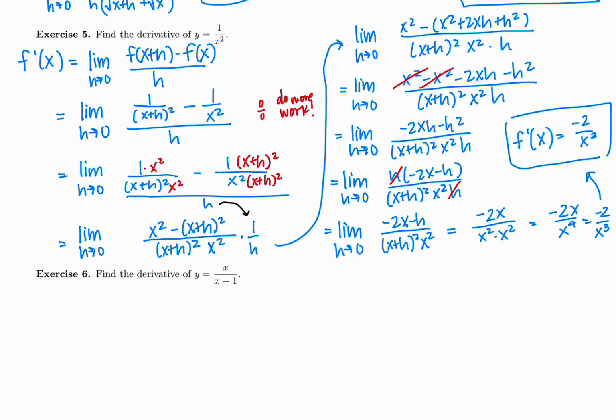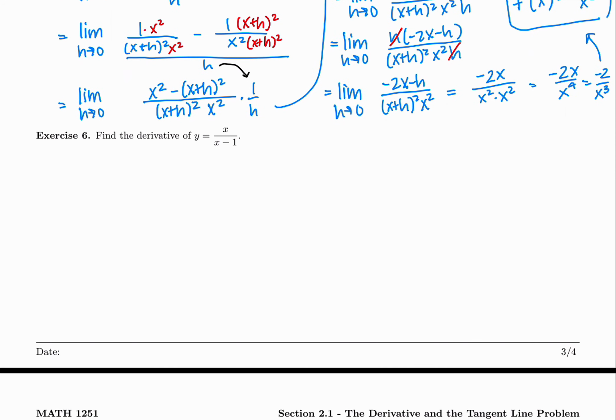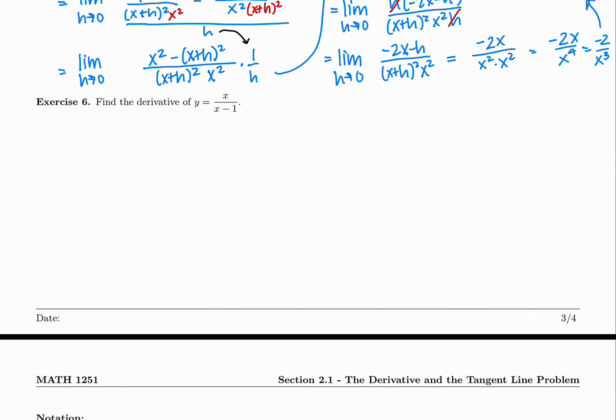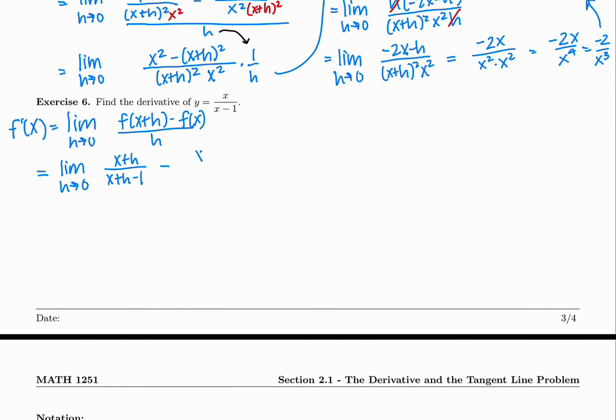All right, let's do another one. Let's find the derivative of x over x minus 1. So again, f prime of x is the limit as h approaches 0 of f of x plus h minus f of x, all over h. So I'm plugging in x plus h. So I get x plus h over x plus h minus 1, minus x over x minus 1, right? That's my f of x. And this is all over h.